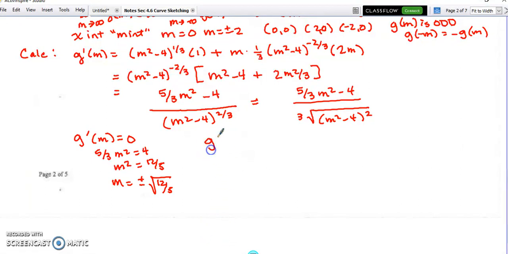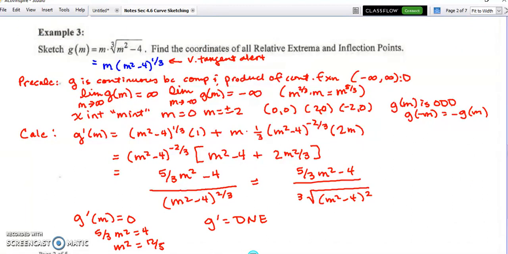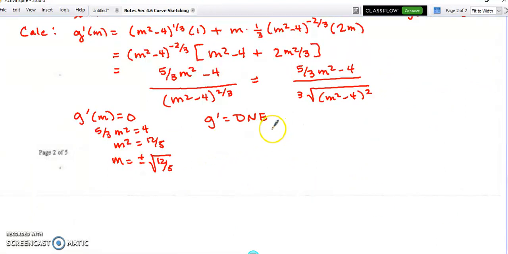Okay. We also need to do g prime does not exist in this one, because even though we have a fraction in the derivative, g was continuous and defined everywhere. So we're looking at a place where we have possible vertical tangent lines. That's where this is coming in. G prime does not exist when the denominator equals 0. So that's for m equal to plus or minus 2. So all of these are critical values, and you do need to put them onto your sign chart.